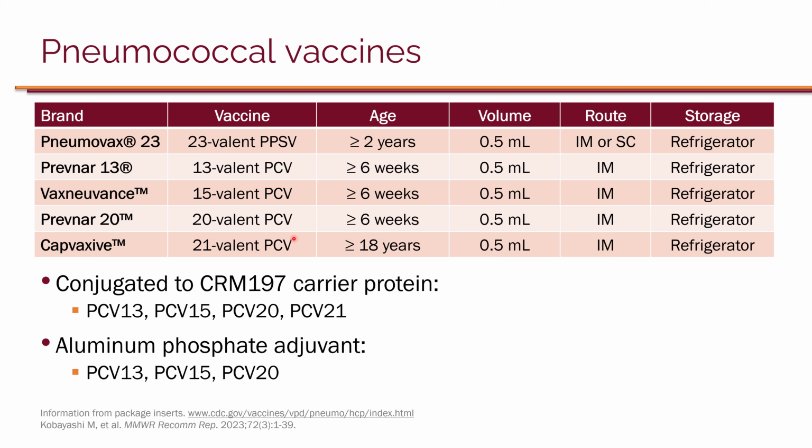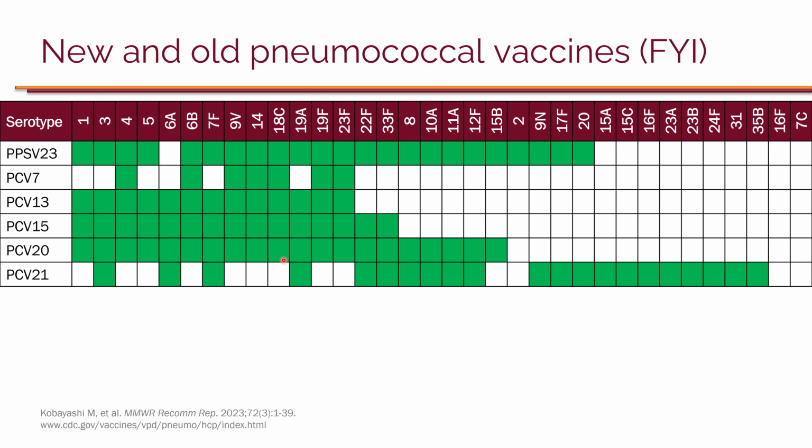The latest one that has come to the market, PCV 21, does not have this adjuvant. So that's something to keep in mind, and I'll mention that shortly. Now let's take a look at which serotypes they cover. So you can see that PPSV 23, which is the oldest one, covers 23 different serotypes. And again, keep in mind that there are over 100 different serotypes. So essentially, we're trying to target the ones that are more likely to cause disease.